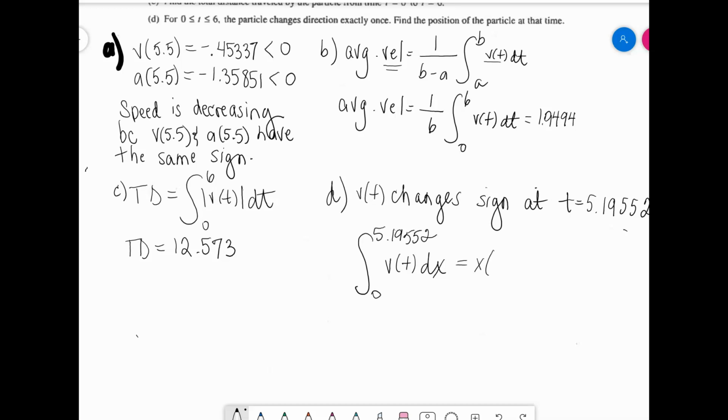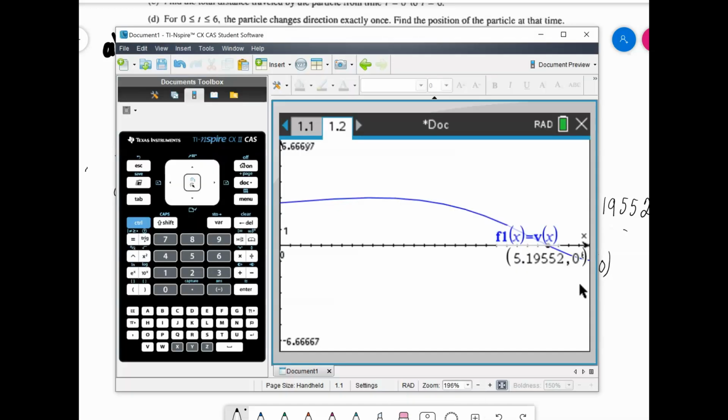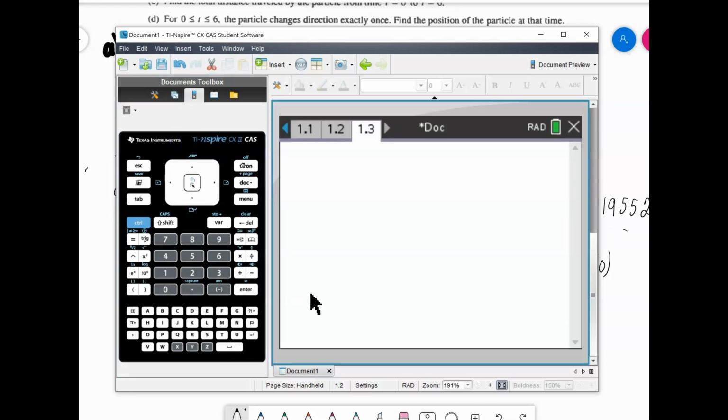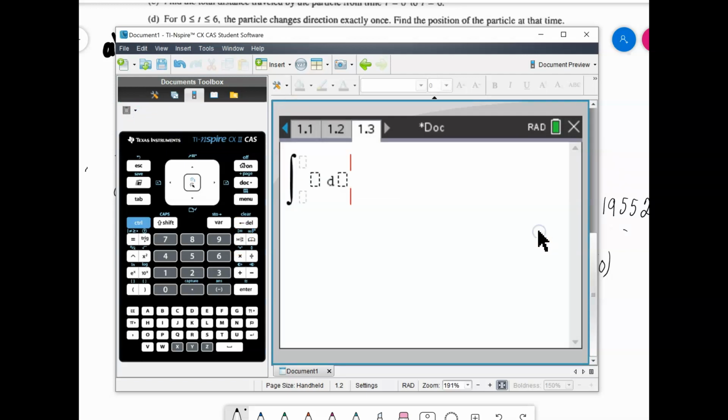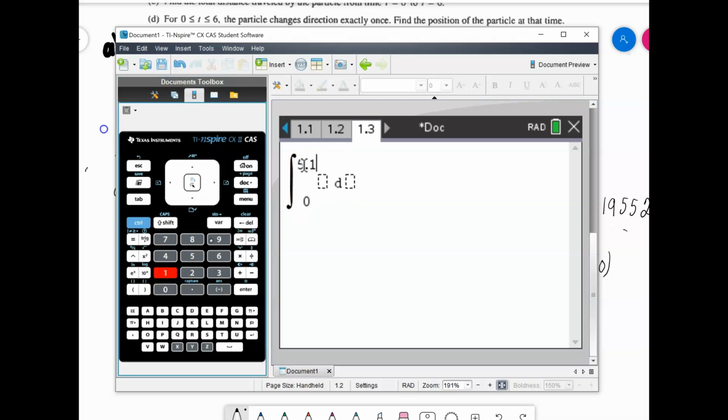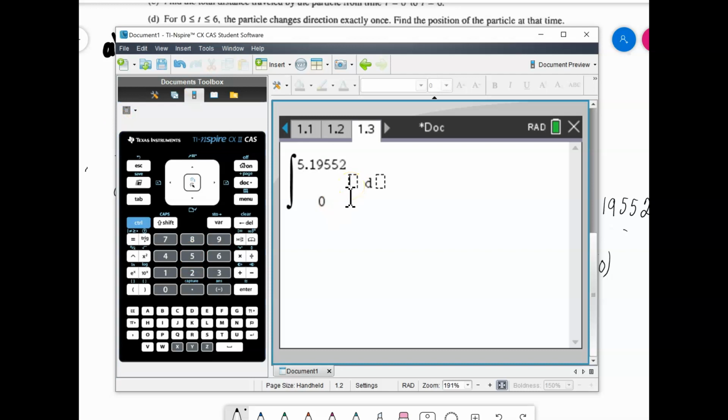So our change in position would have been the position when we were at 5.19552 minus our position when we started at 0. So we're going to plug that into our calculator, unlike the last problem where we had to do it by hand because it was non-calculator. This one you could just use your calculator to evaluate. So I'm going to go back home. I'm going to find the value from 0 to 5.19552 of velocity.